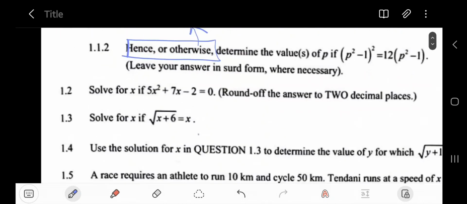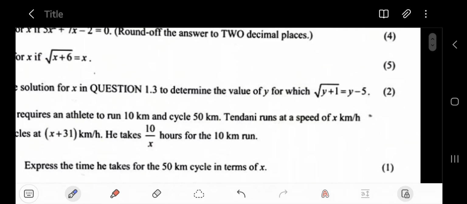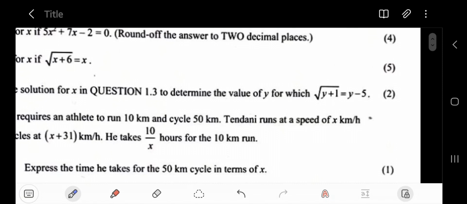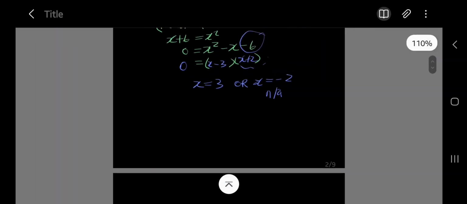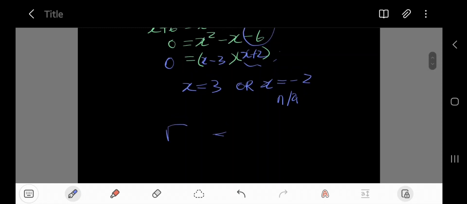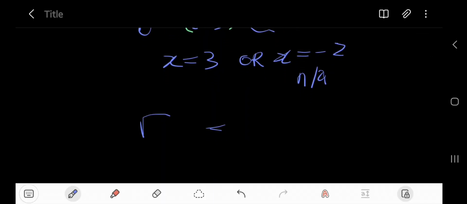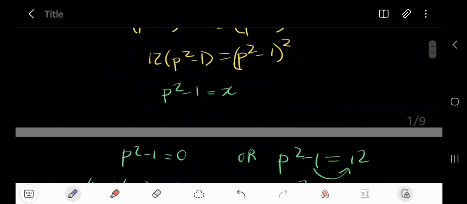Now let's go to the next question. Use the solution in question 1.3 to determine the value of y for which. Let's write that down: the value of y for which. So here we have y minus 5, and I believe that here we have y plus 1. Let me just make sure.